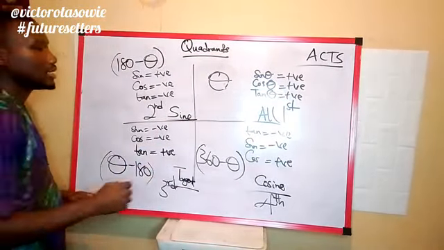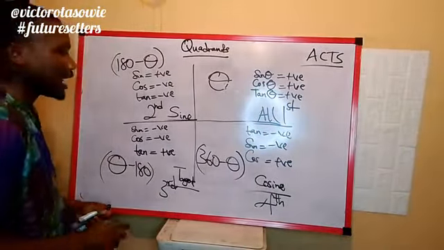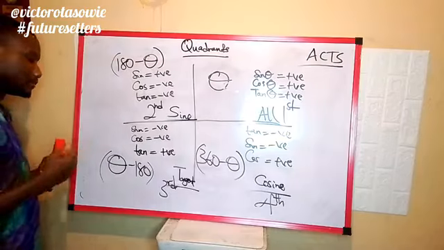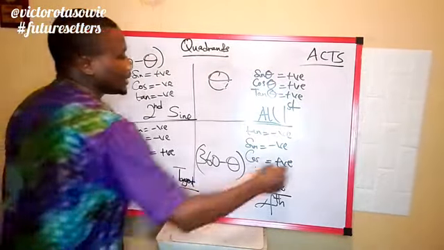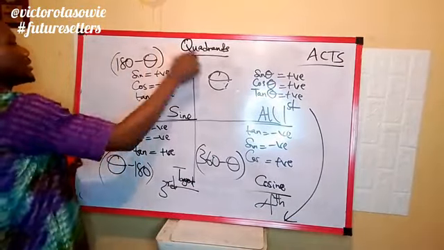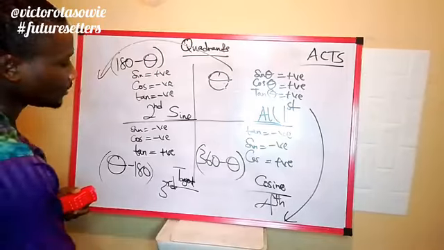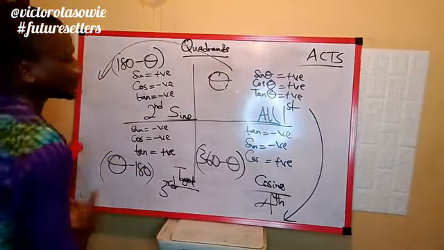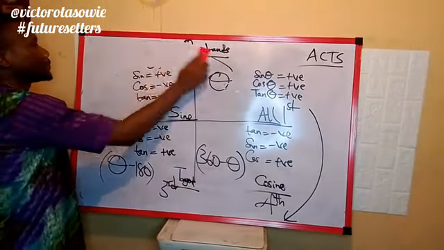Here, our focus is on sine. And here, our focus is on all, which says all the angles are positive. Now, take a snapshot here. Our focus is on ACTS. You see the ACTS, it comes in this direction, but the quadrant comes in this direction. So take note, there are two different things. So don't mix it up: the quadrant comes in this direction, but the ACTS comes in this direction to help us understand it better.